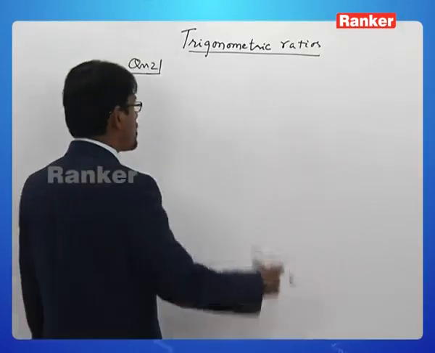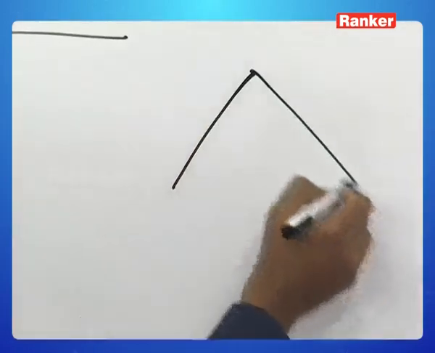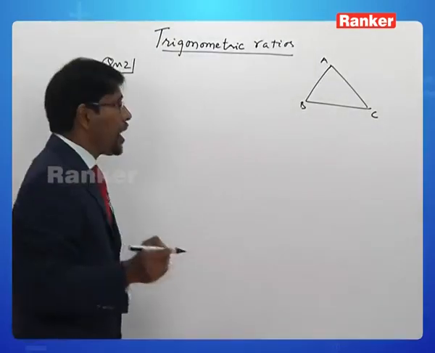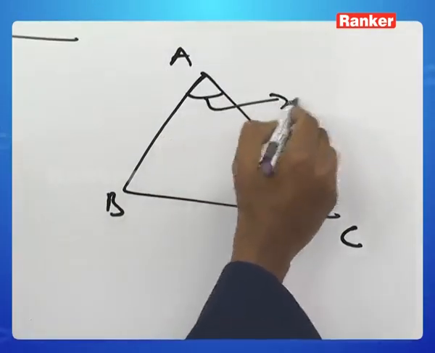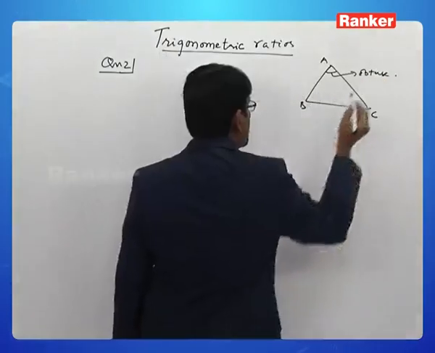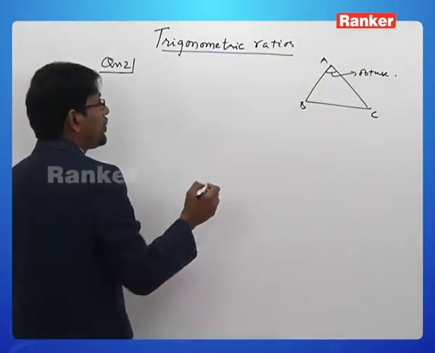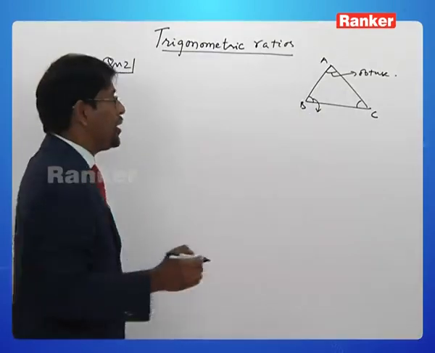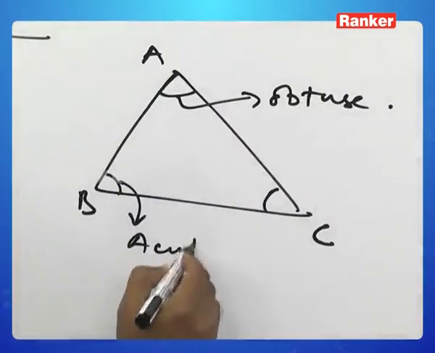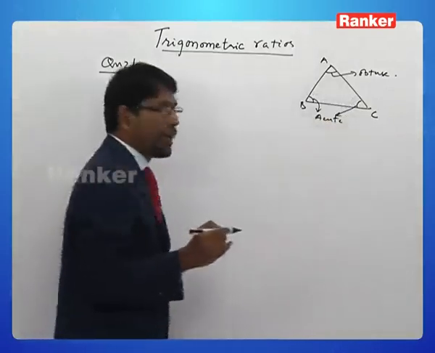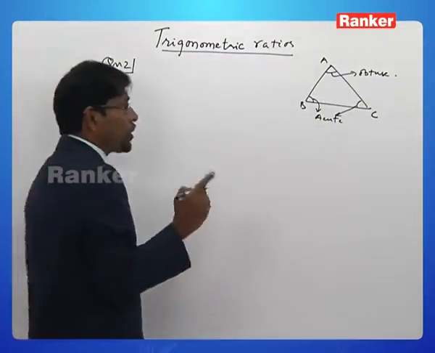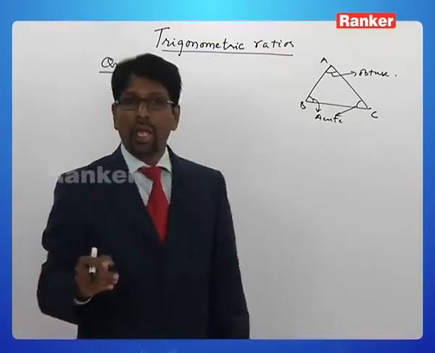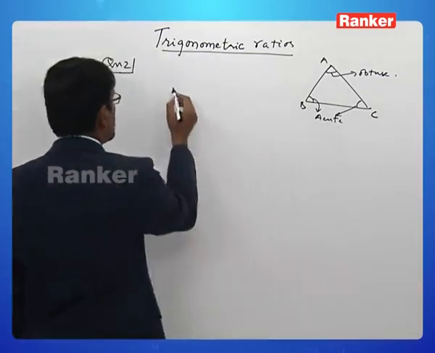Let's look at this. We have a triangle ABC, out of which angle A is known to be obtuse. In a triangle you can have only one obtuse angle, so these two have to be acute. Both angles B and C must be acute. Now tan of an obtuse angle, that is tan of an angle which lies between 90 and 180, has to be negative. So tan A is negative, we know.